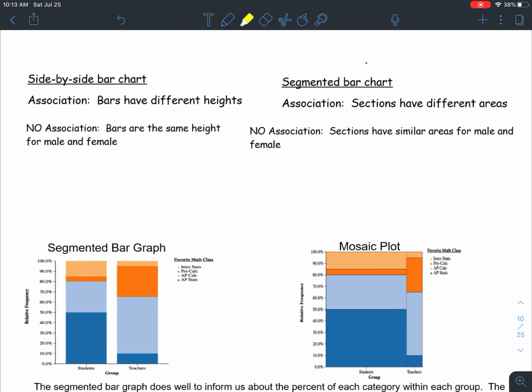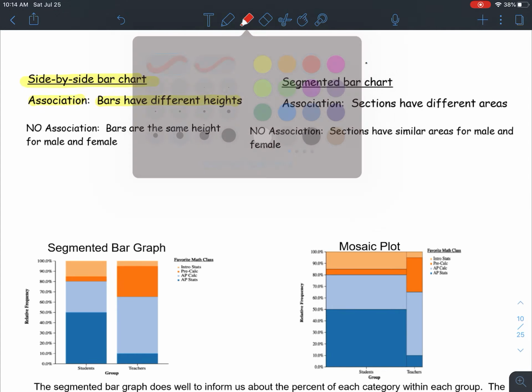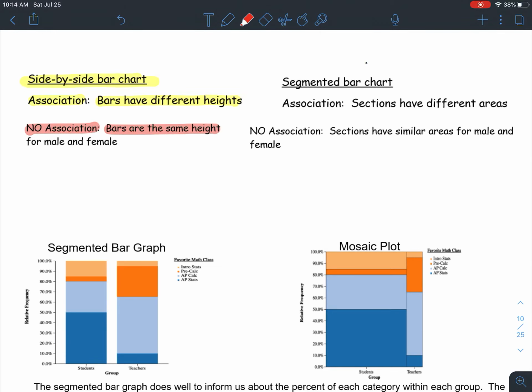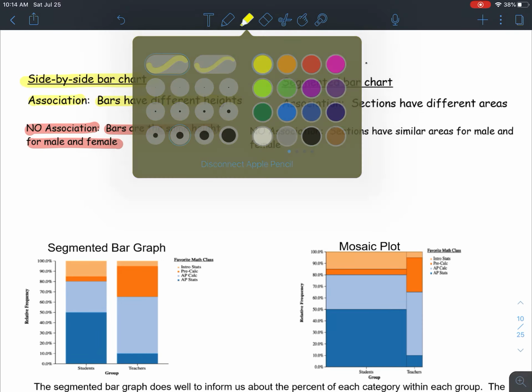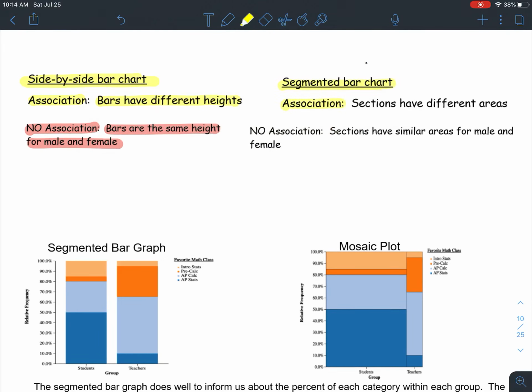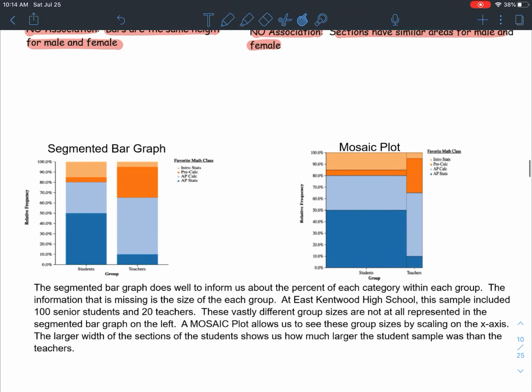Finally, here on the back, this summarizes that if you're looking at a side-by-side bar chart, the bars have to be different heights for male and female if there's an association. If there's no association, then the bars are pretty much the same height for male and female. If you are looking at a segmented bar chart, the sections would have different areas if there is an association, and there's no association if they have similar areas.